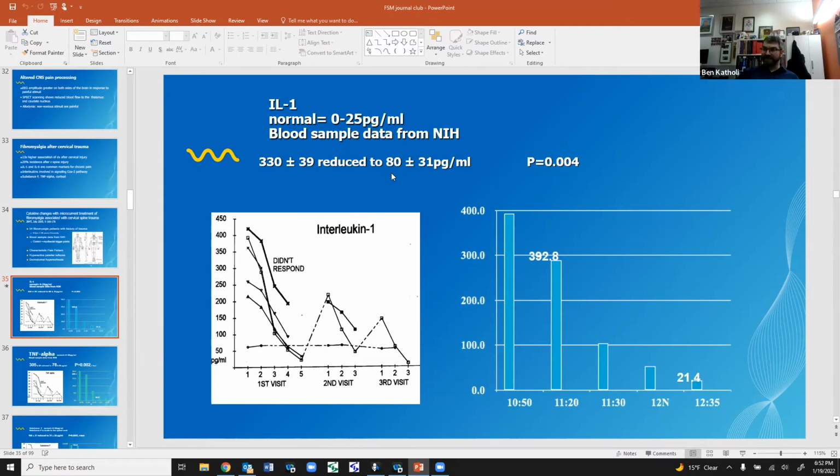That's in 90 minutes. So that's insane to be able to drop inflammatory markers in 90 minutes. That's kind of unheard of.